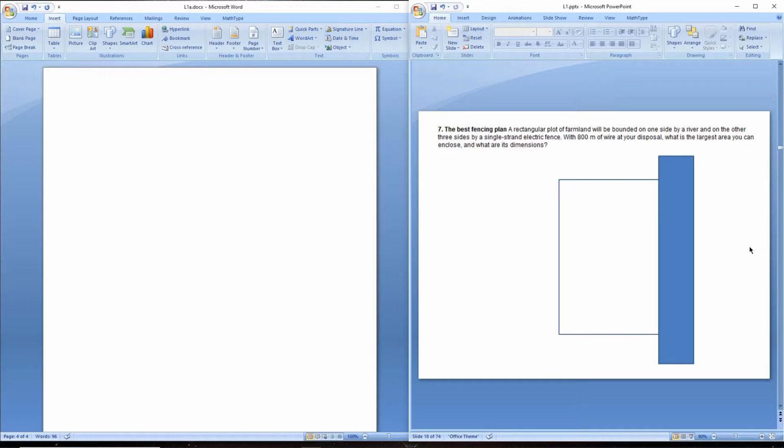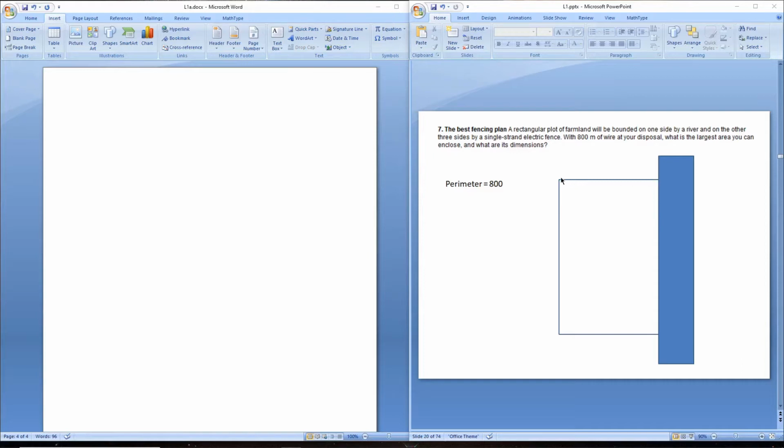So here's our picture, and we need to start labeling it. Let's look at the information we have here. We have this number 800. Let's try to see what that means. That's the total wire. And we want to connect that to our picture then. So the total wire is going to be this perimeter. Trying to connect that to something geometric, we'd call that a perimeter. And so that's what this 800 is. It's the perimeter.